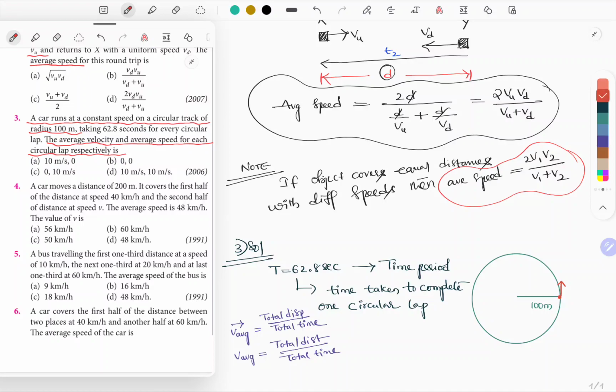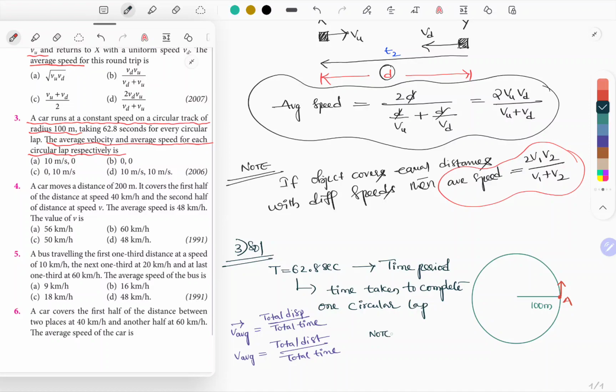Let me consider, let's say the object is starting at a position here. That means it is moving in this path. So when it completes one circular path, what about the initial position and final position of the object? Is it at the same position or a different position? When it starts moving, by the time it completes one circular path, the initial position and final position of the object are the same. If the initial and final positions are the same, then what is the displacement? Displacement is equal to zero.